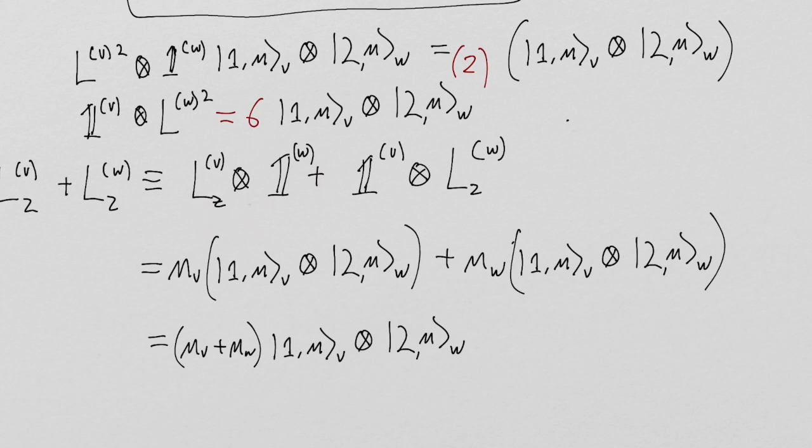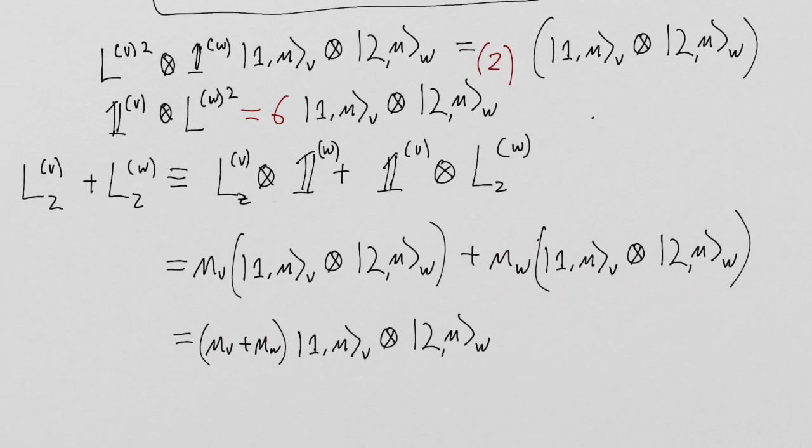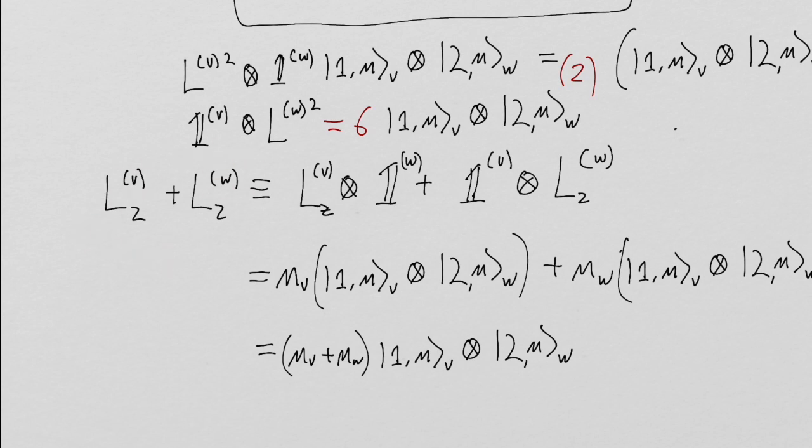This guy operating on this ket would give us MV times the ket. This guy operating on this ket gives you MW times the ket. And that's just MV plus MW, which is kind of what we wanted, right? That's what we want this to mean. Now, we typically do write this down this way, but you have to understand that it means this.